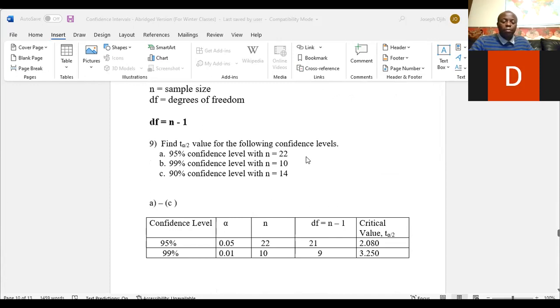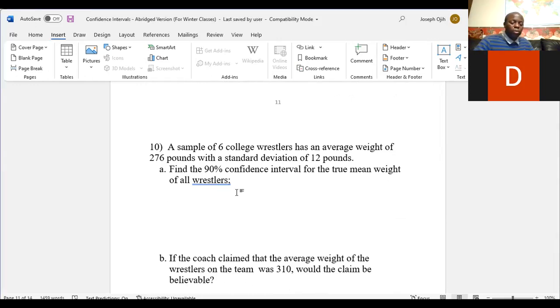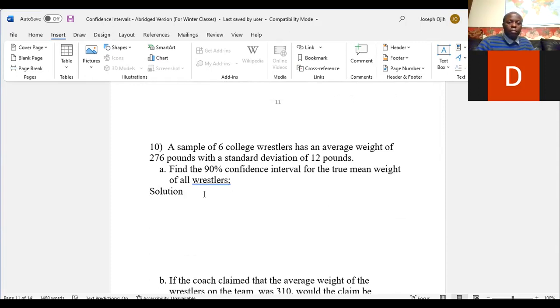So we're using the sample standard deviation. The first thing, as I explained in the other sections, is to list your values. Solution. The sample size is 6. Then, this sample of 6 has an average weight of 276 pounds. So the sample mean is 276 pounds.